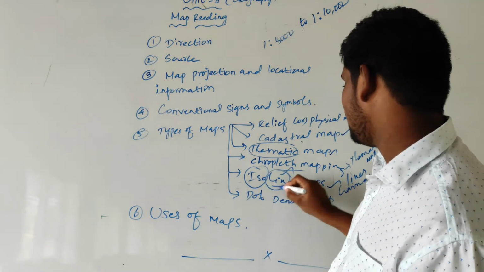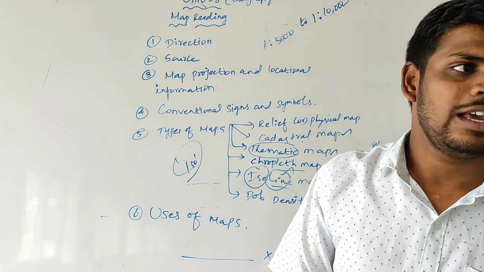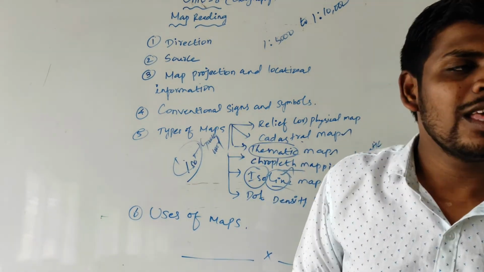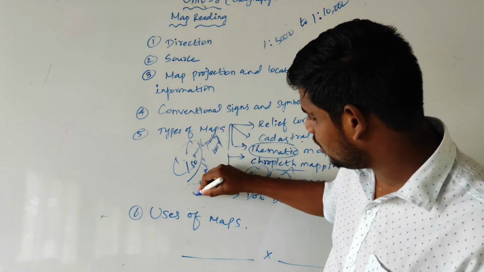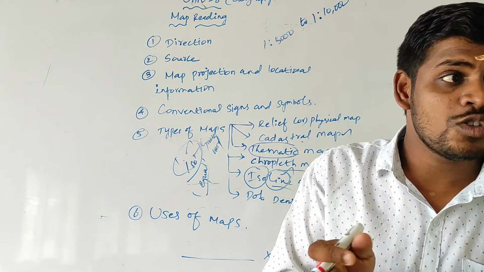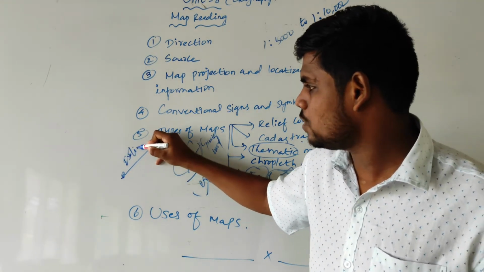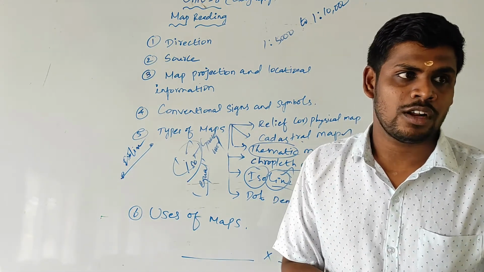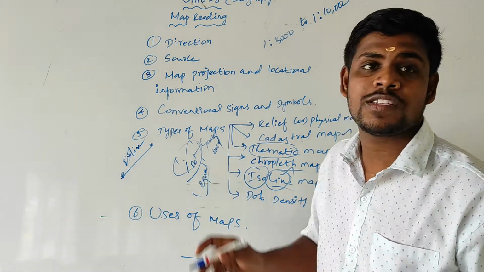This is a prefix, and this is a suffix. So the word iso is which word? A Greek word. What is the meaning of iso? Equal. So an isoline is a line joining equal points. Examples are the distribution of atmospheric pressure, and isotherms showing the distribution of temperature. These are examples of isoline maps.